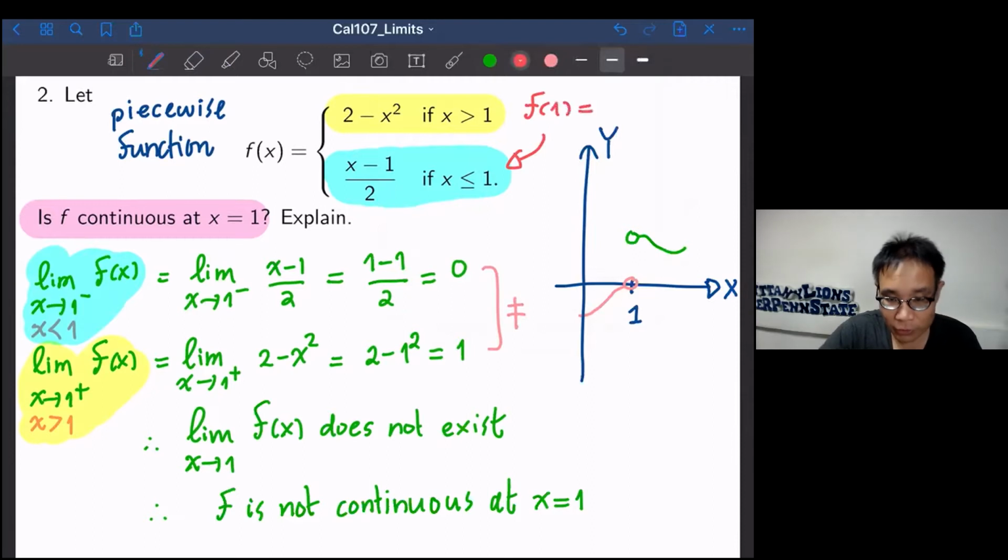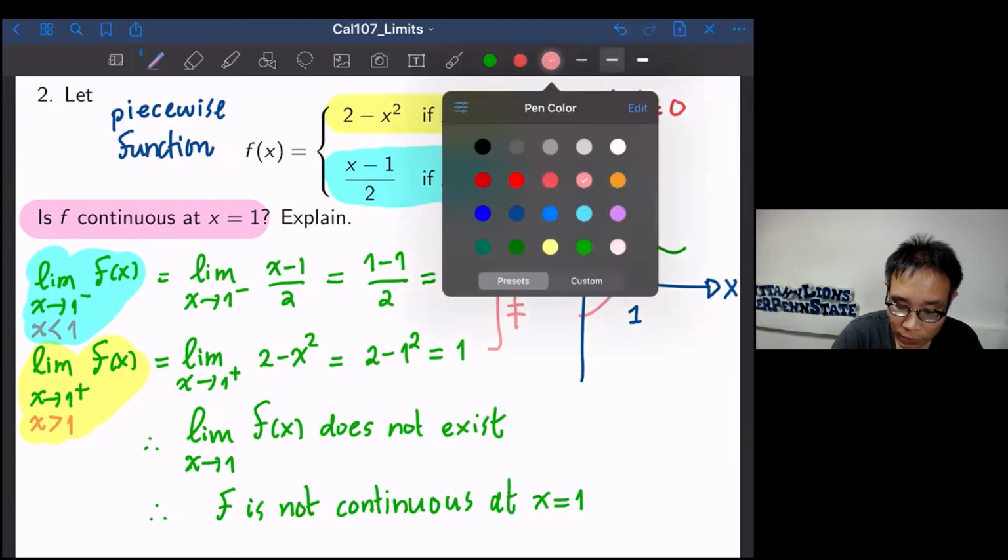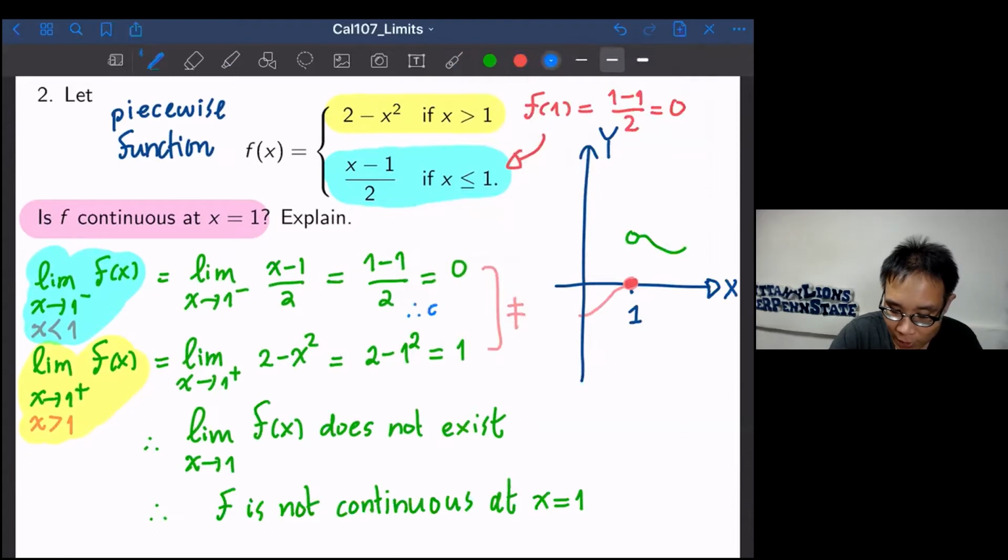If you are asking for f(1), you're gonna plug it into the second formula, and you're gonna get 1 minus 1 over 2 equal to 0. So in this case, you have f(1) equal to 0 like this. And you see that the left limit approaches 0, the right limit approaches 1. So you see that this one, not equal to, is going to give you the thing that we have seen before. It's going to give you a jump between the function.